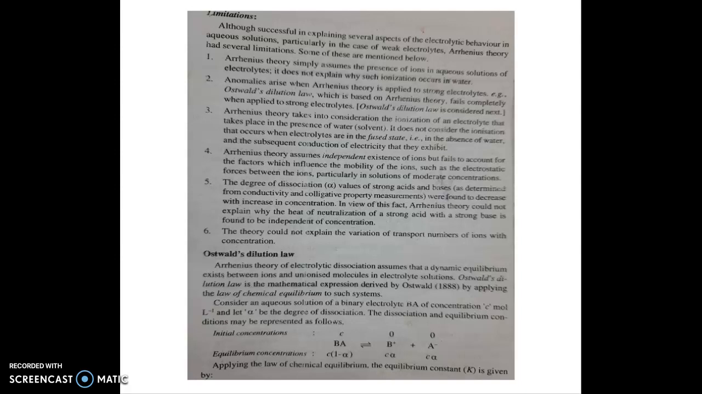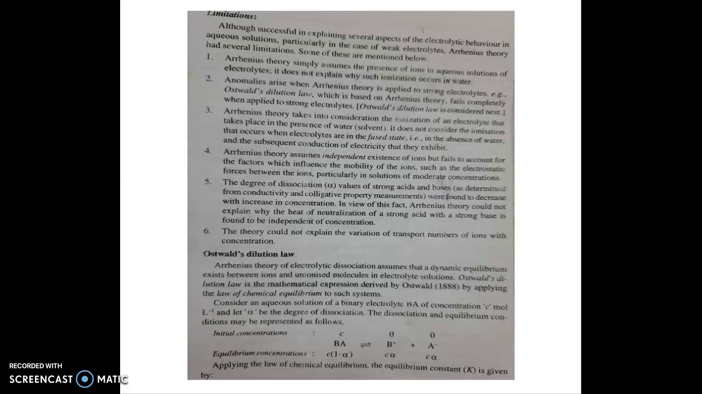And it cannot explain why the heat of neutralization of a strong acid with a strong base is found to be independent of concentration. And it could not explain the variation of transport number of ions with concentration. What is meant by transport number? We will study transport number in this chapter later. So these are the limitations of Arrhenius theory.